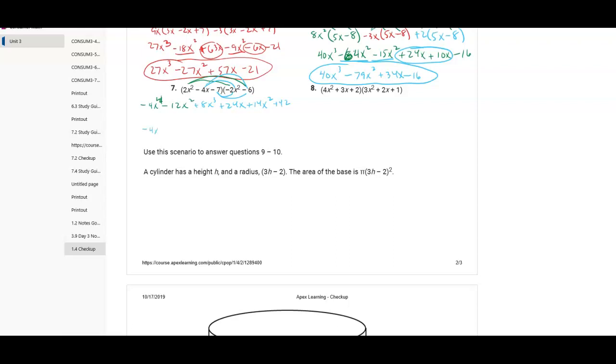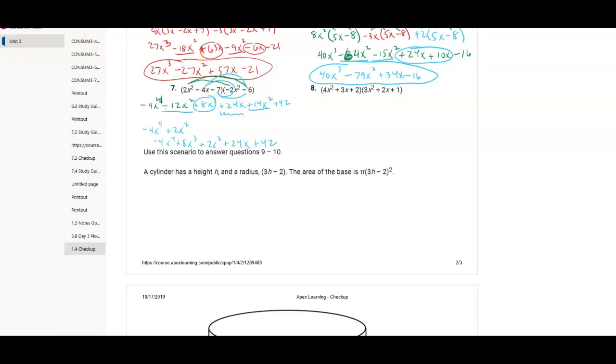So now negative 4x to the fourth. I have negative 12x squared plus 14x squared gives me plus 2x squared. Oh, I forgot the 8x to the third. So it should be negative 4x to the fourth plus 8x to the third plus 2x squared. Then 24x. And then plus 42. Okay? Make sure you have everything accounted for.